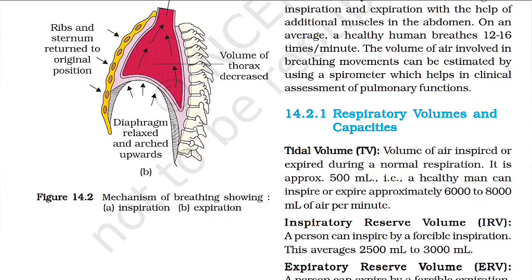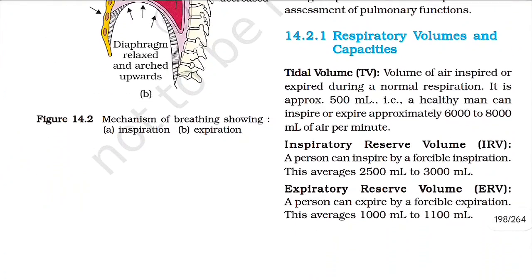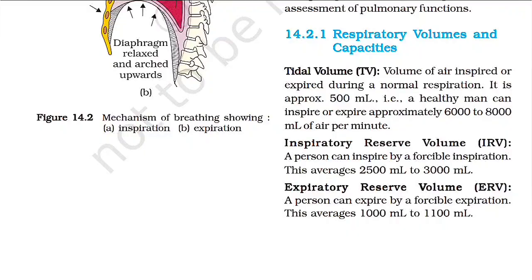The volume of air involved in breathing movements can be estimated by using a spirometer, which helps in clinical assessment of pulmonary functions. Respiratory volumes and capacities. Tidal volume, TV: volume of air inspired or expired during a normal respiration. It is approximately 500 ml. That is, a healthy man can inspire or expire approximately 6000 to 8000 ml of air per minute.